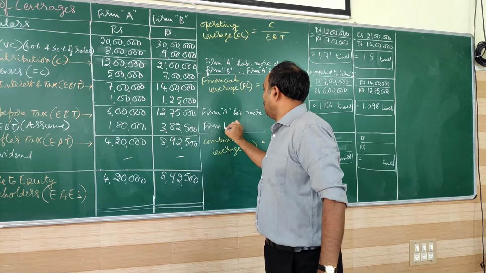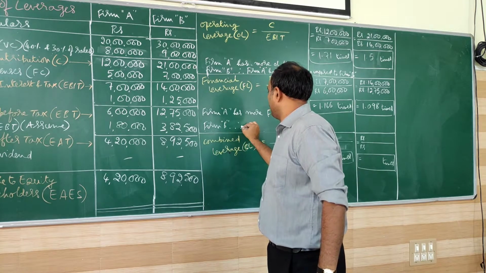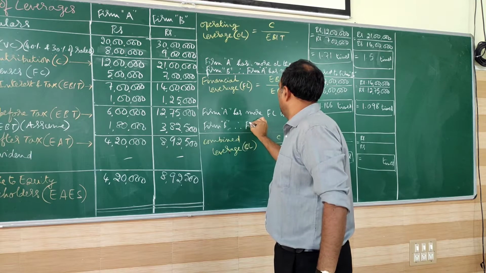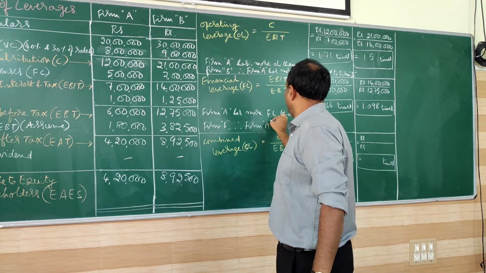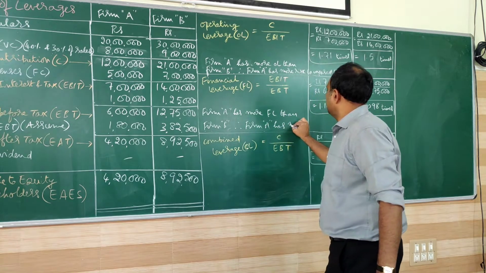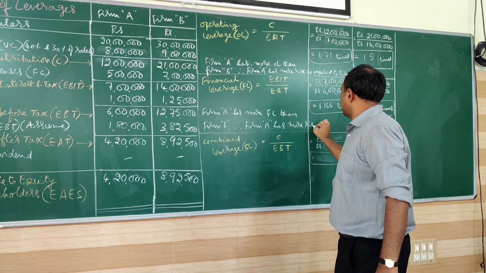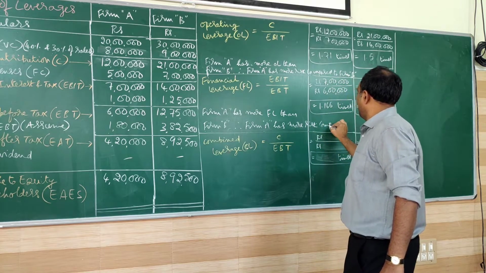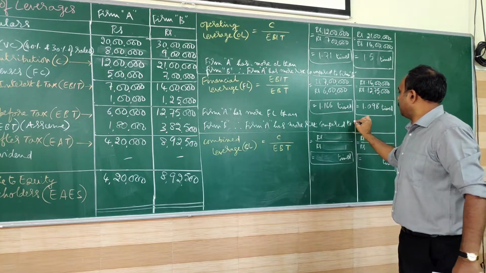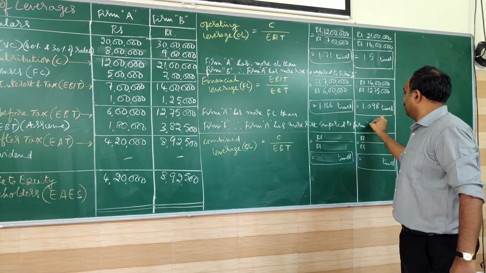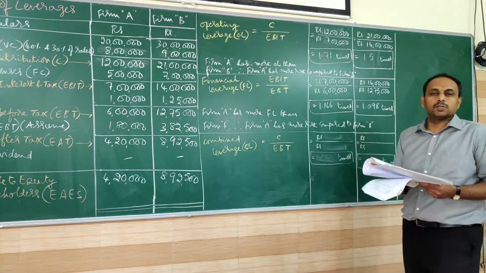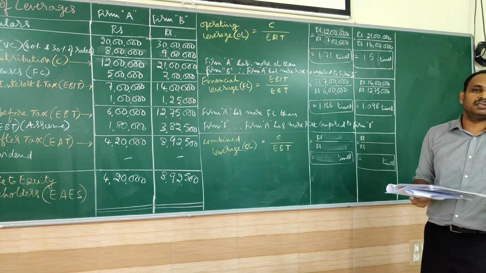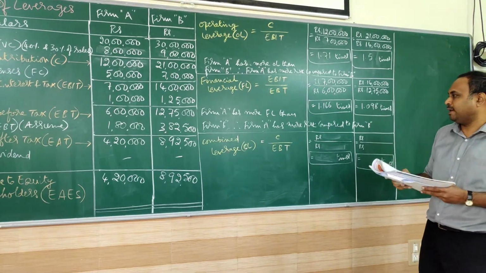When risk is more, opportunity is also more. Therefore, firm A has more risk compared to firm B. So in the leverages we have to understand, more risk, more profit is possible there.